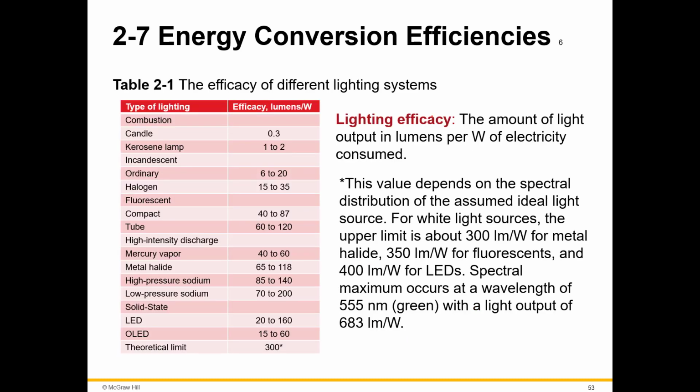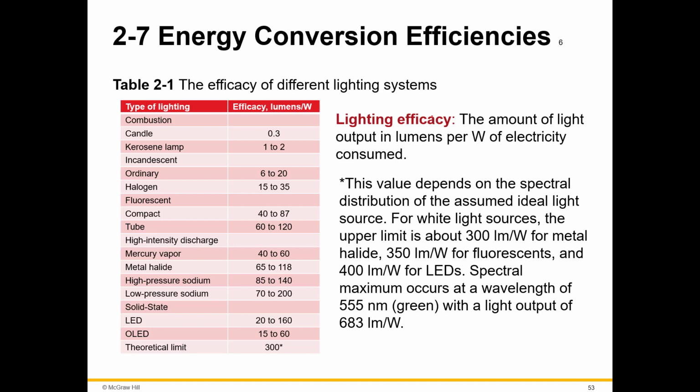And so here we've got the efficacy of different lighting systems. Lighting efficacy is the amount of light output in lumens per watt of energy consumed. And just a little note, this value depends on the spectral distribution of the assumed ideal light source. For white light sources, the upper limit is about 300 lumens per watt. For metal halide, 350 lumens per watt. For fluorescence, 400 lumens per watt.